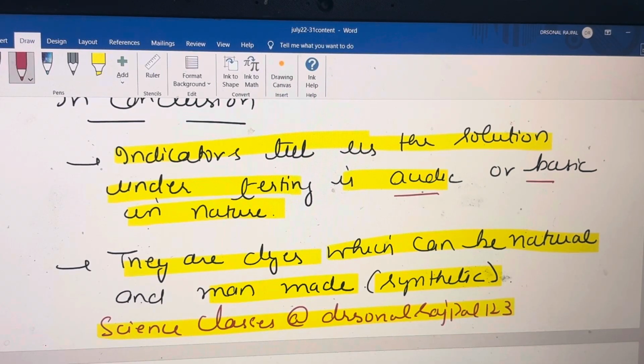And students, the structure of these indicators changes, which you will study in your class 11th, in acidic or basic conditions, due to which the color of the solution is changed.